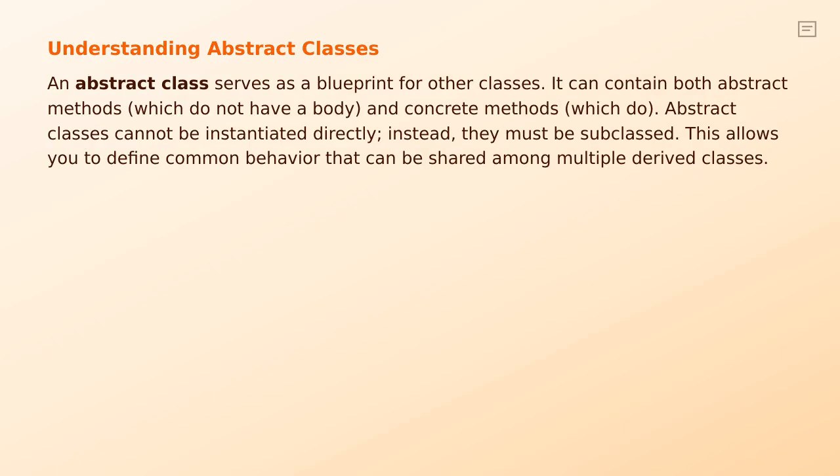Now we're on understanding abstract classes. An abstract class serves as a blueprint for other classes. It can contain both abstract methods, which don't have a body, and concrete methods, which do. Abstract classes can't be instantiated directly. Instead, they must be subclassed. This allows you to define common behavior that can be shared among multiple derived classes.